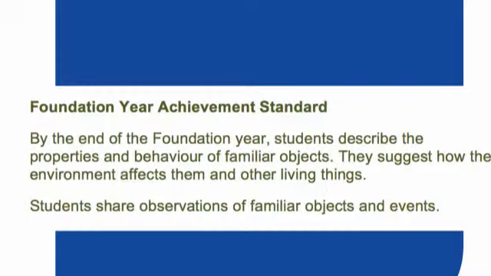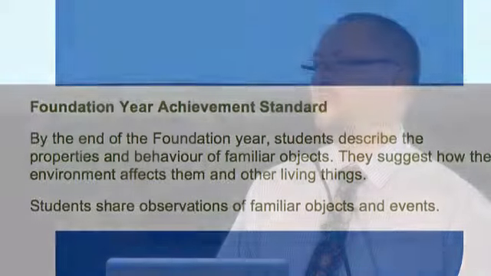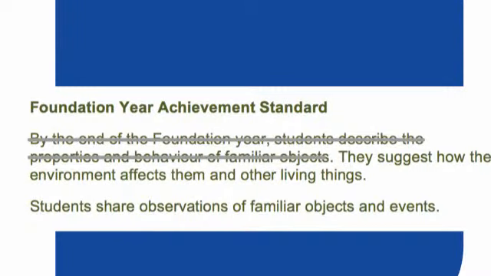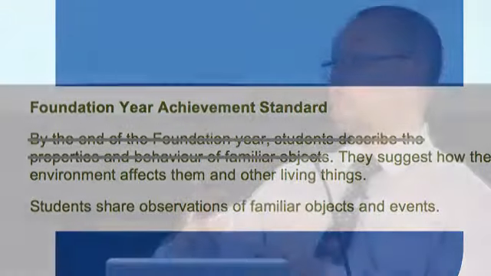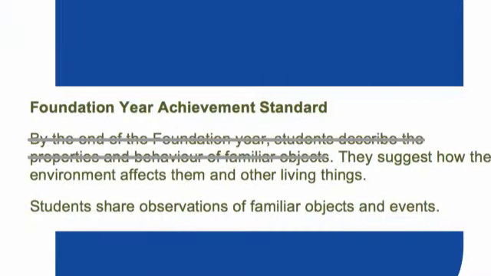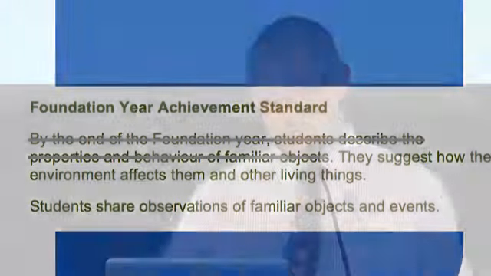Let's have a look at the foundation year achievement standard in science. By the end of the year, students describe the properties and behaviour of familiar objects. Okay, I'm going to cross that out because that's fluency. So I'm going to accept that as fluency and say, okay, we've got to do that. That's important, but I'm just going to cross it out for now. I'm going to move to the last sentence. Students share observations of familiar objects and events. I'm not so sure if this is just knowledge and know-how, or if it's something more.